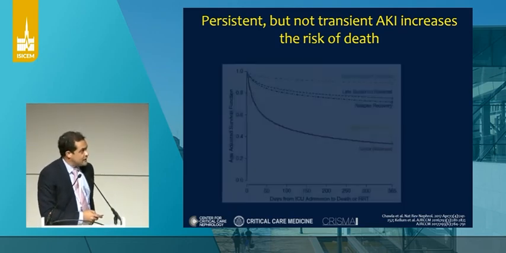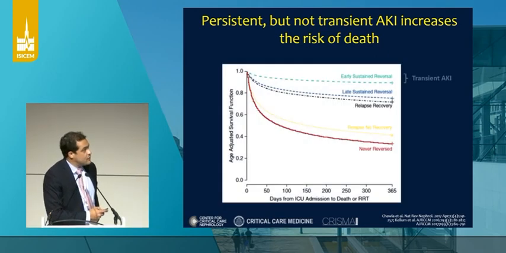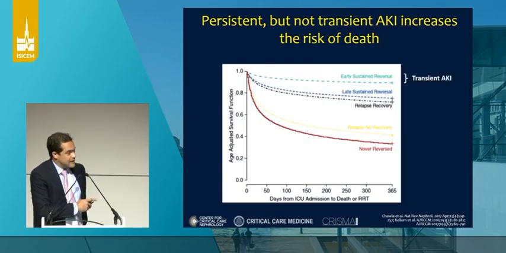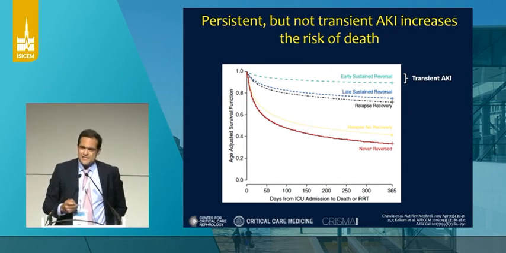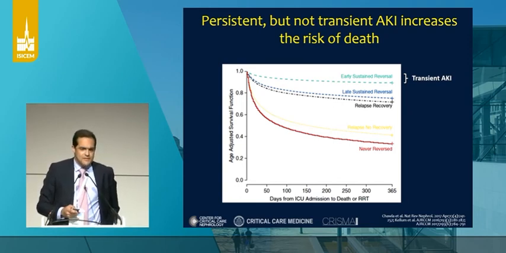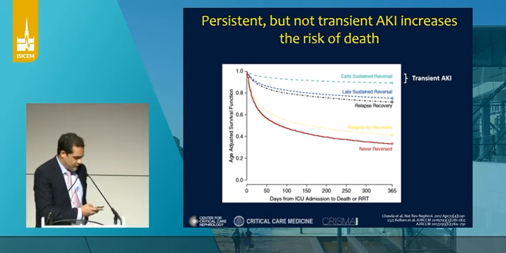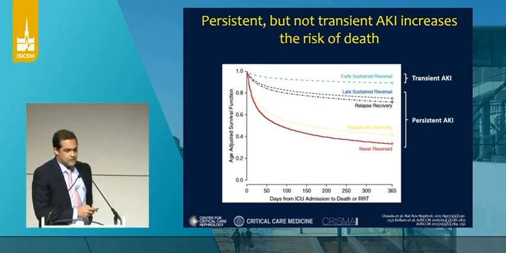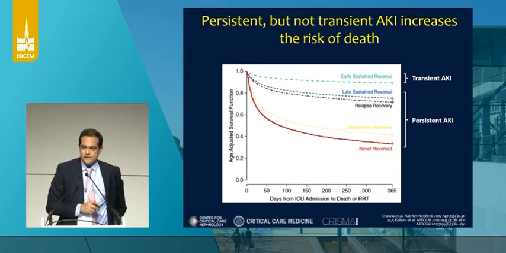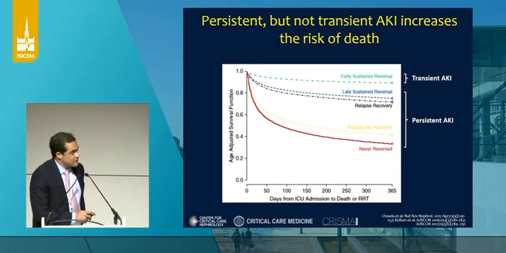As you can see in this study, if you have transient AKI, you have essentially the same mortality of a patient that never developed AKI in the first place when you're septic. However, if you get any other flavor of persistent AKI, you get a decrease in survival.